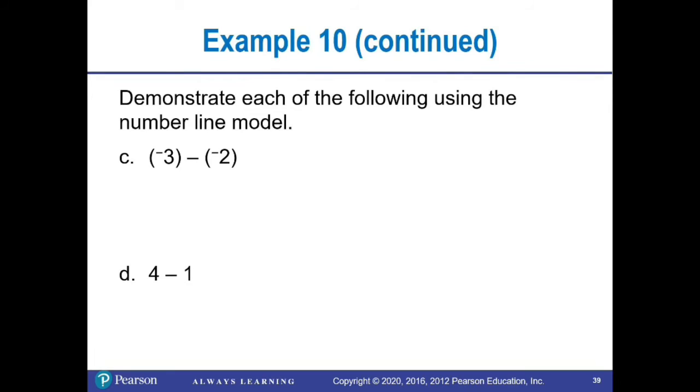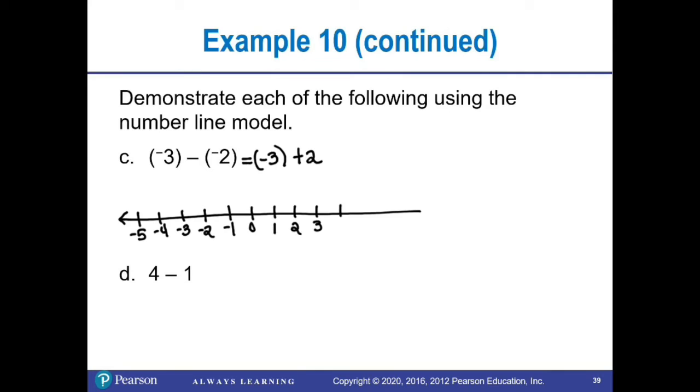Look at part C. We have -3 minus -2. Well, the minus the -2, that's the opposite of -2, so that's plus. We have -3 plus 2. Draw your number line. You can count from about -5 to about 5 on your number line.